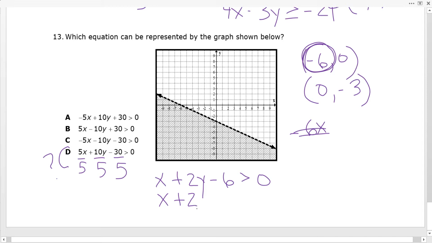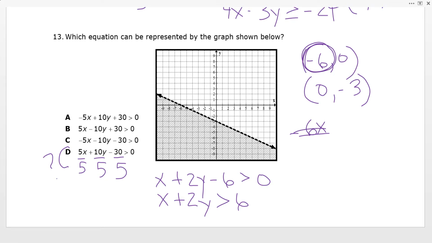Okay, I have x plus 2y. If I add 6 to both sides, I'm going to end up with that. And if that's my answer, if I cover up my x, my y is 3, but not negative. And if I cover up my y, my x is 6, but not negative. So it looks like either my x and y are negative or my 30 is negative. So I don't think D is my answer.